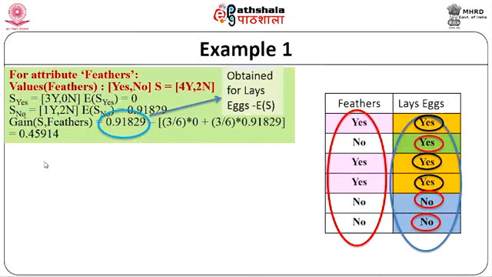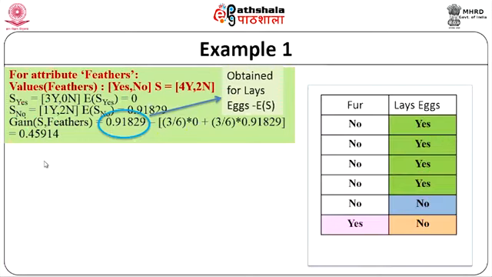Now, you have done this for 2 attributes, warm blooded and feathers. Now you have to do it for the others, right? So, now you take fur. Now, in fur, what happens?